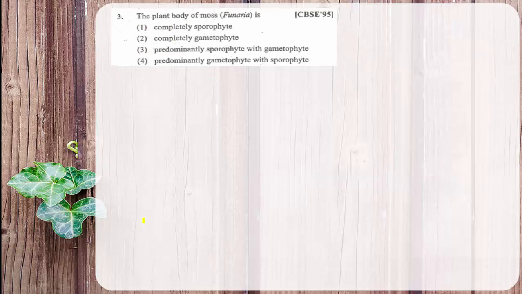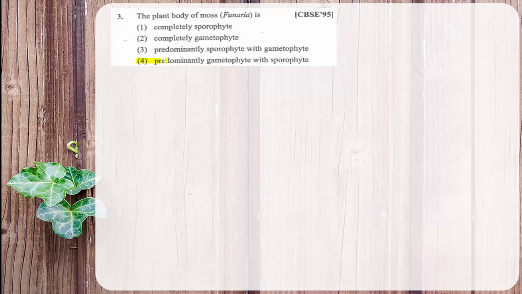Then moving to the next question. The plant body of moss, and in the bracket the given name is Funaria, is... What is this moss? Mosses are the advanced members of bryophytes. It includes Funaria, Polytrichum and Sphagnum. What is the condition in case of bryophytes? The plant body is dominant and it is a gametophyte. It contains the spore producing structure called sporophyte. You have to remember this compulsorily.